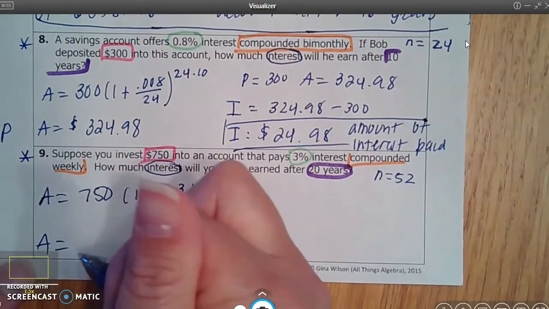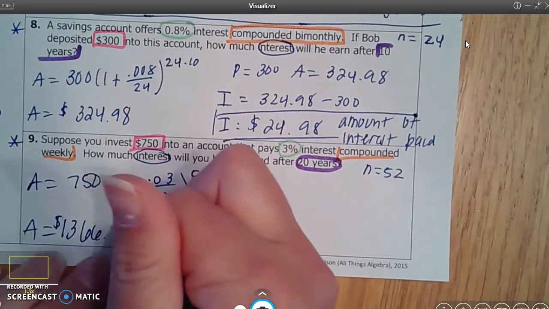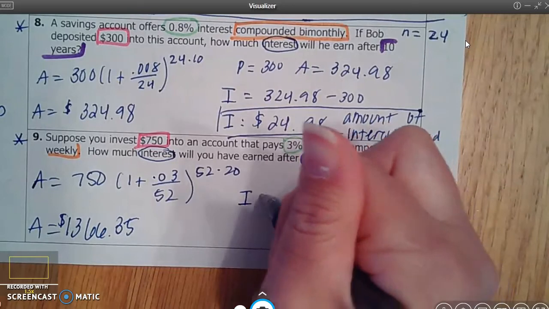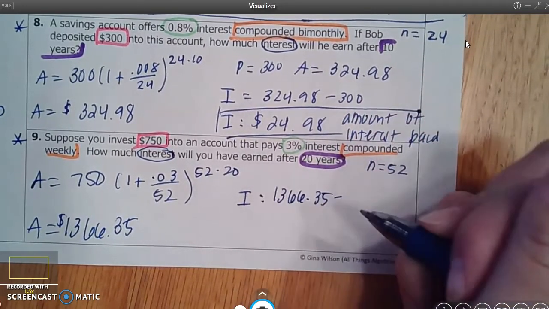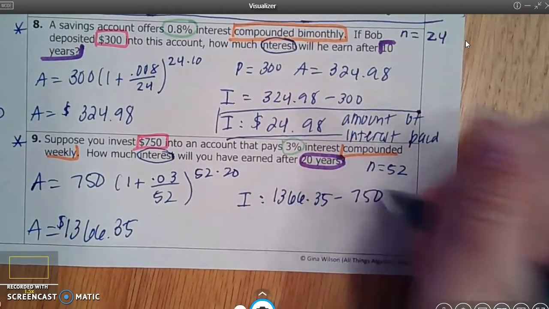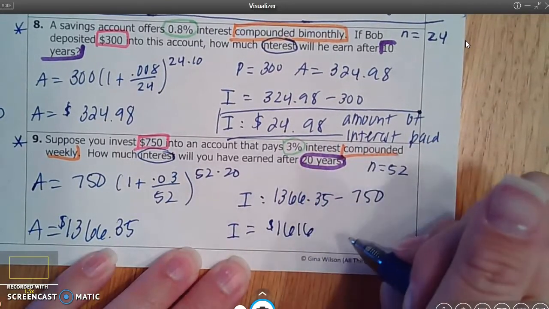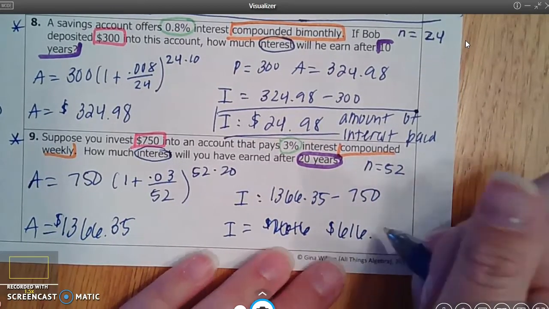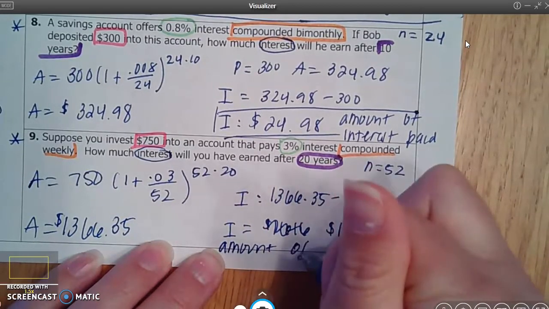Okay, that means the amount that I have now is $1,366.35. Remember, we're rounding to 2 decimal places because that's what our cents rounds to. To find my interest, I'll take my final amount of $1,366.35 and I'll subtract my principal amount of $750, which means my interest is equal to $616.35. So this would be the amount of interest paid.